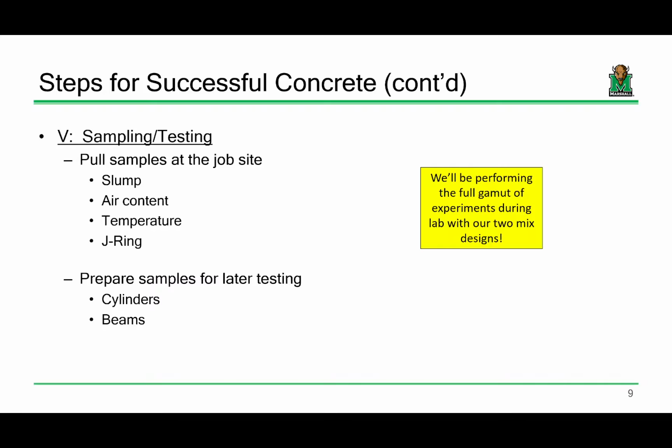We're going to prepare 9 cylinders for each group, and so we'll test 3 at 7 days, 3 at 14 days, 3 at 28 days. We'll also prepare a beam prism. It's about yay big, and we'll load that in 4-point bending and whatnot, so to compute the modulus of rupture. So the cylinders will give us the compressive strength. This is sort of giving us the tensile strength. So that's how we'll get both of those.